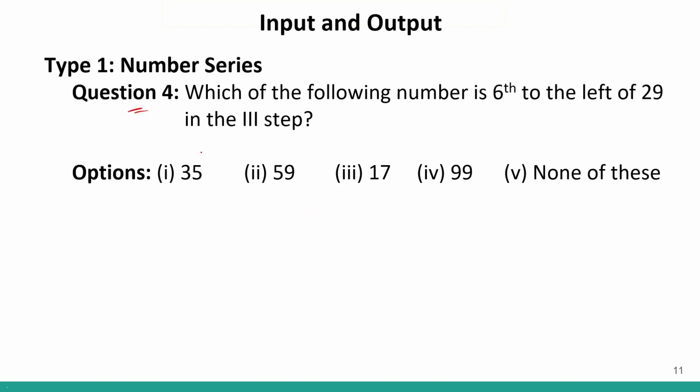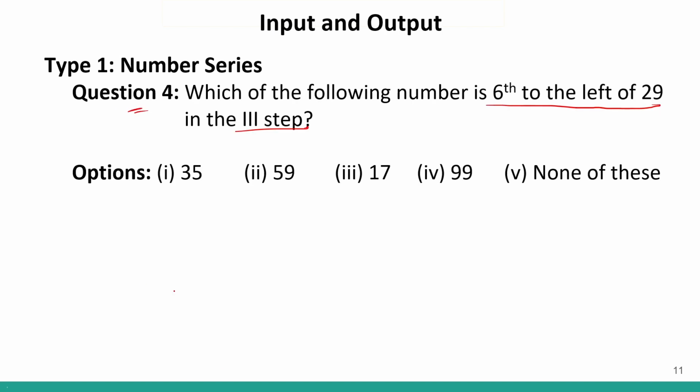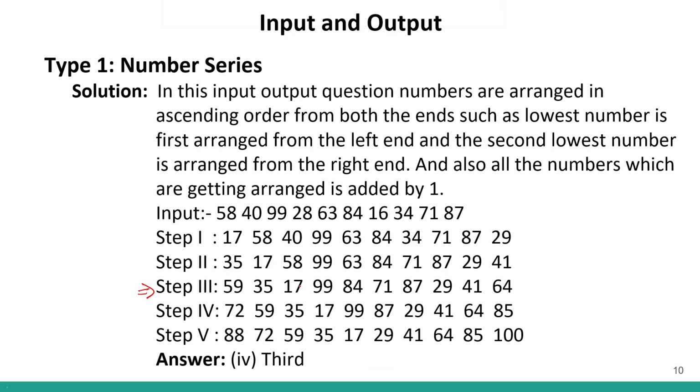Question number 4 says, which of the following number is 6th to the left of 29 in third step? So, first we have to find 29 in third step. Going back to the arrangement, this is step 3. We have to find 29. So, 29 in step 3 is over here.